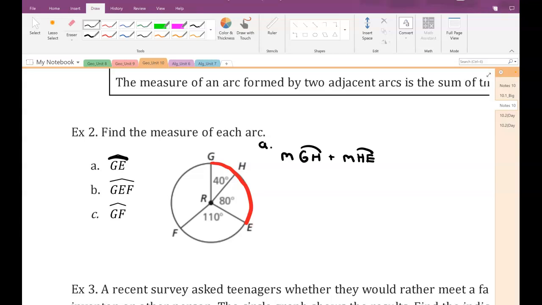This is example A, I should label it. So then this is 40 plus 80, 40 degrees plus 80 degrees. So 120 degrees in total for this minor arc GE.